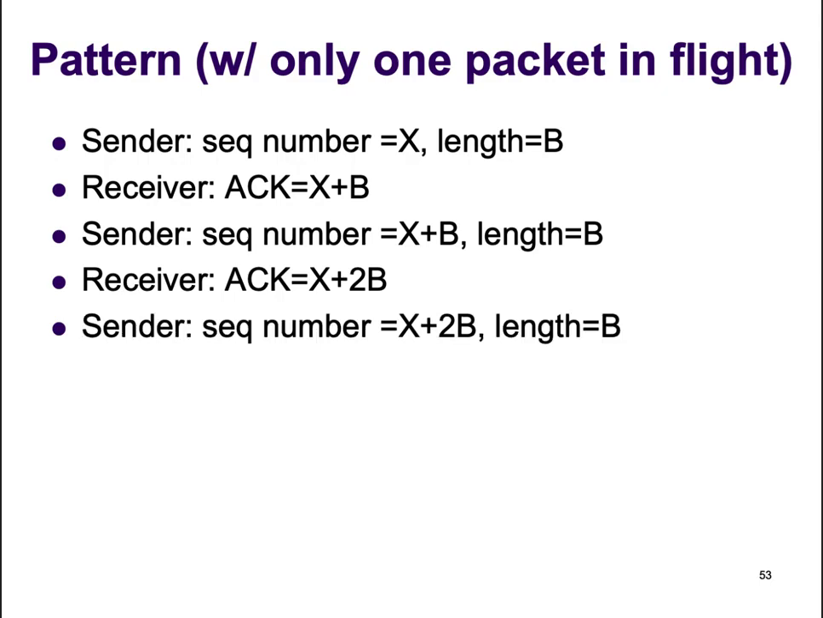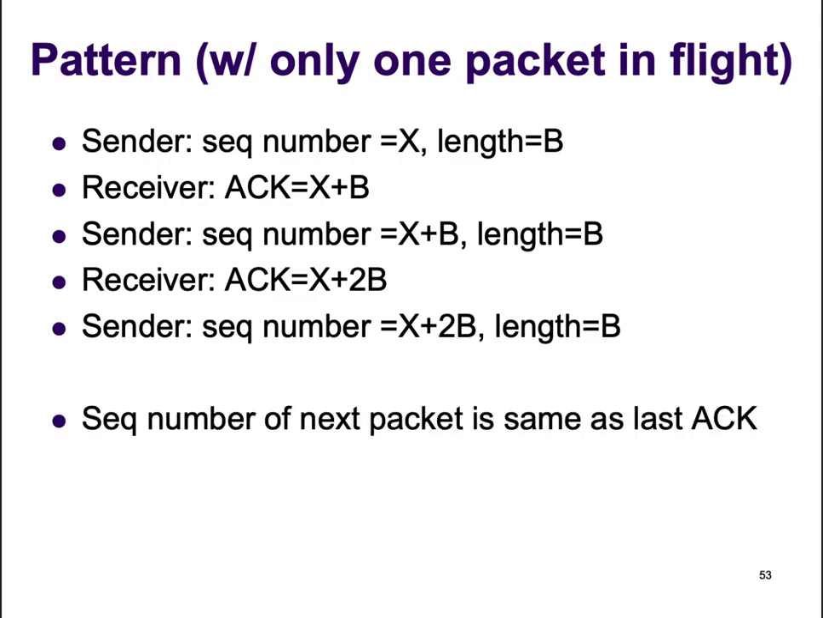The packet after that would start at x plus 2b, and the ACK would be, again, x plus 3b, and so on. Okay? So the sequence number of your next packet is the same as the next expected byte that your previous acknowledgement gave you. In this, I'm assuming no packet loss, of course. Does this make sense? Yeah?